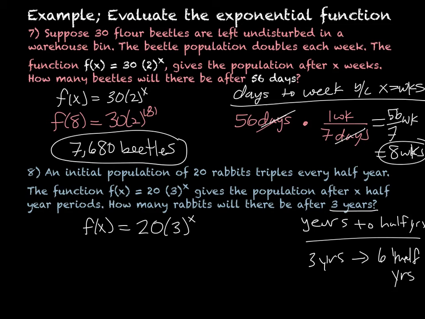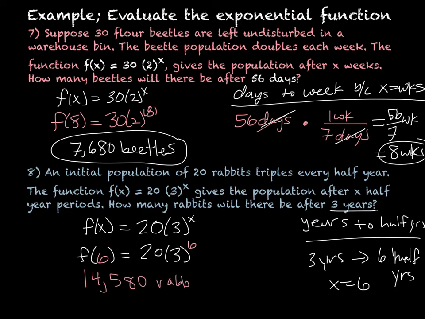So I'm going to put in x equals 6. My equation, f equals 20 times 3 to the 6, I type in exactly as I see it: 20 parentheses 3 end parentheses caret 6. So I would get 14,580 rabbits. And that's your final answer.